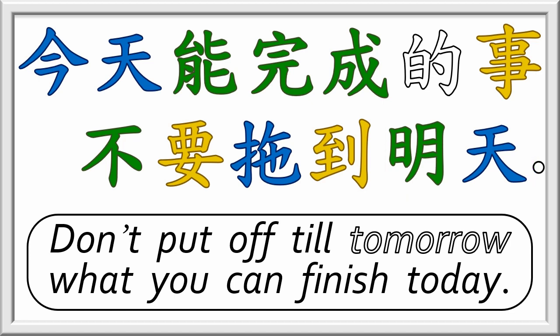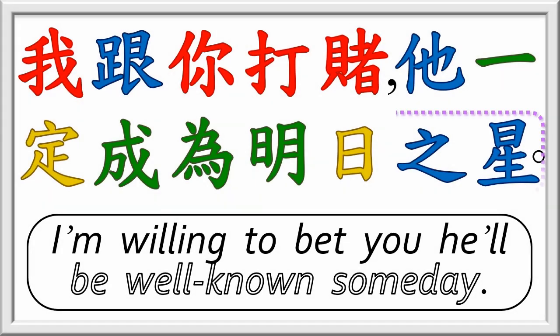Tomorrow is 明天, literally, the day which is a brightening. 今天能完成的事，不要拖到明天。Don't put off till tomorrow what can be accomplished today. 明日 can also mean tomorrow or possibly the near future. 我跟你打赌，他一定成为明日之星。I'm willing to bet you he'll be very famous someday.